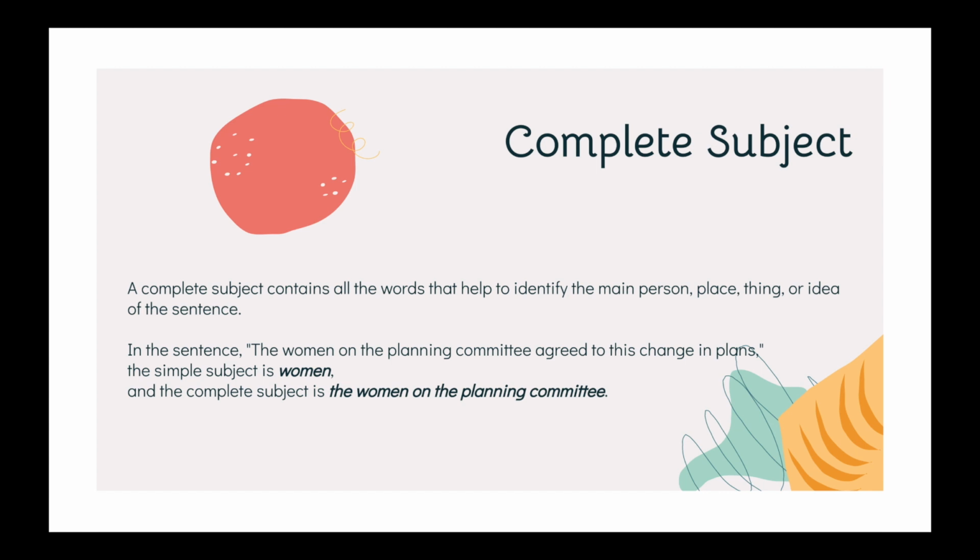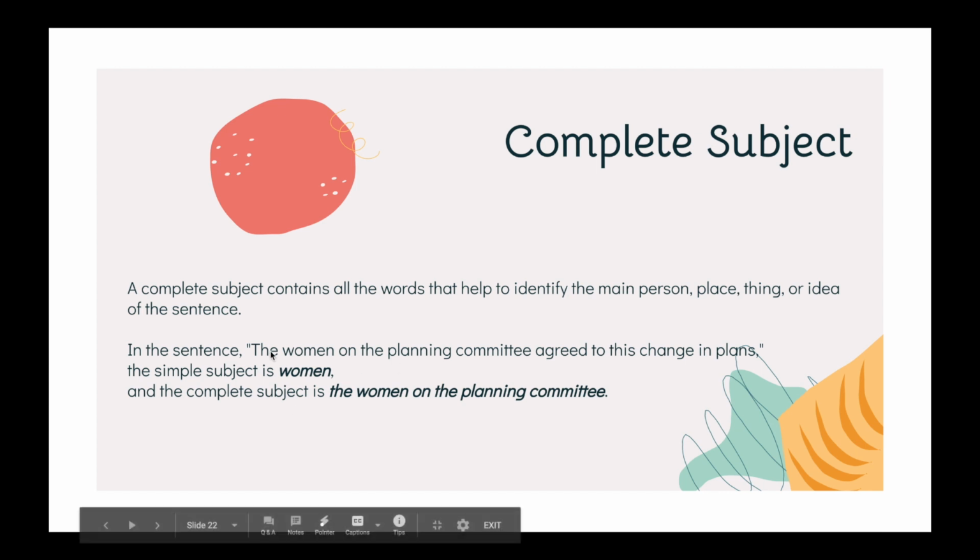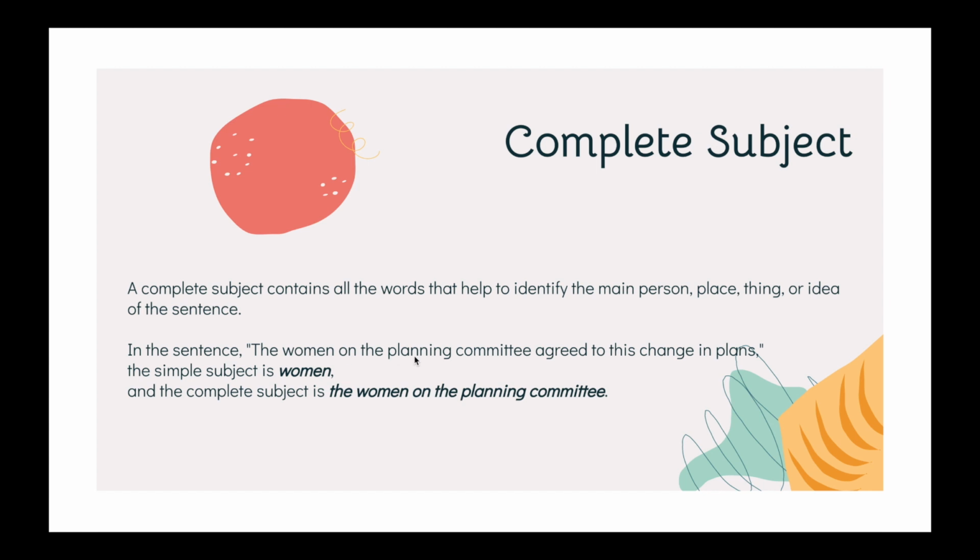Now we move on to the complete subject. It contains all the words that help to identify the main person, place, thing, or idea. So for example, "The woman on the planning committee agreed to change its plans." The simple subject is woman, because if you delete the word woman, "The on the planning committee agreed to this change in plans," it does not make sense, right? And then the whole subject, the complete subject, is the woman on the planning committee.